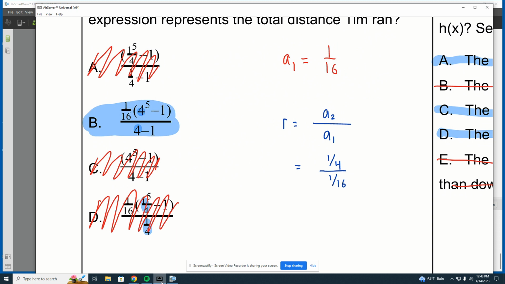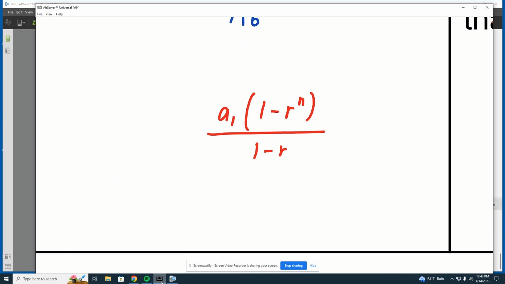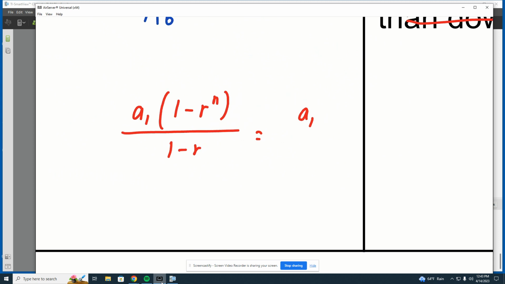Yeah, okay, so here's my answer to that. Let me show you. On the reference sheet, the formula, of course, has your a sub 1 up front, but then it has 1 minus r to the n power, and on the bottom it has 1 minus r. But in this problem, we had our a sub 1 up front, and then instead it had r to the n minus 1 over r minus 1. So the question is, how are those the same thing?